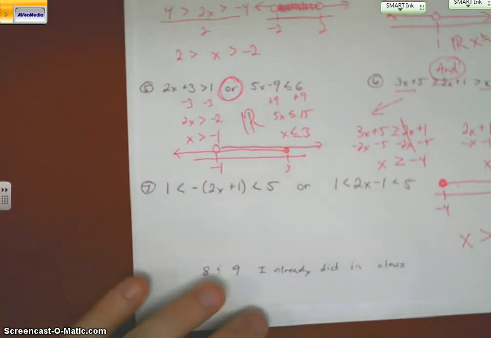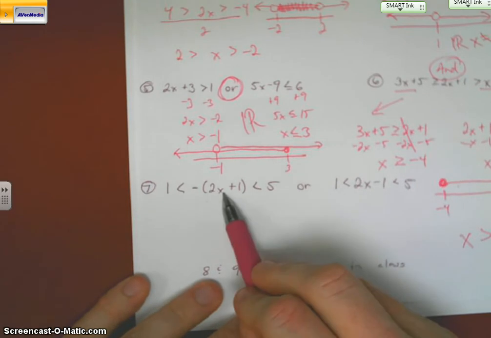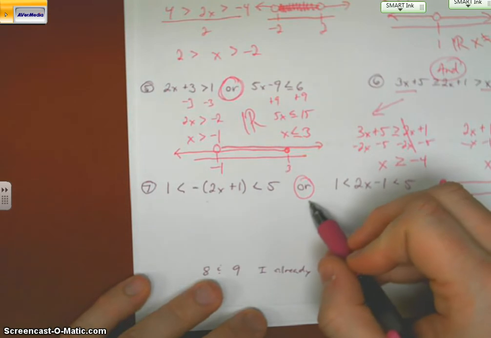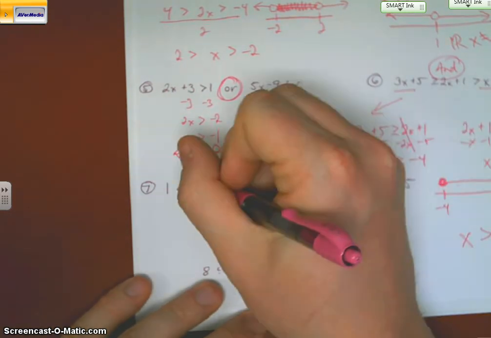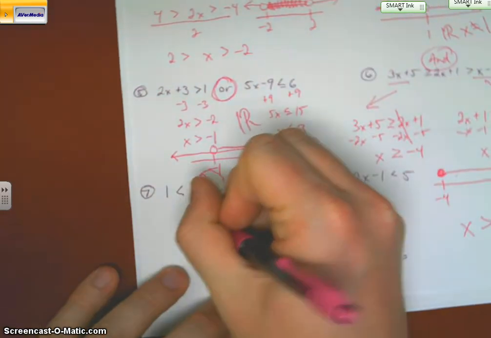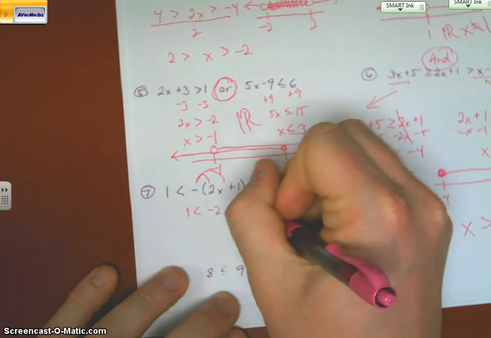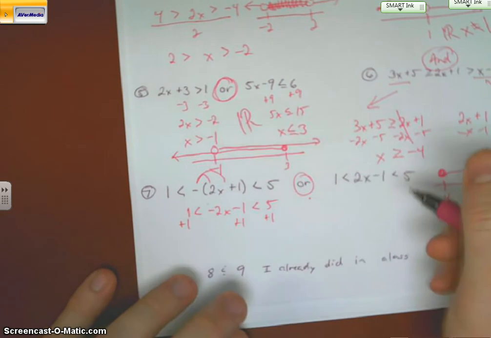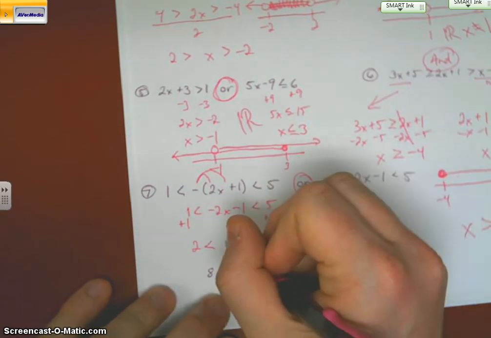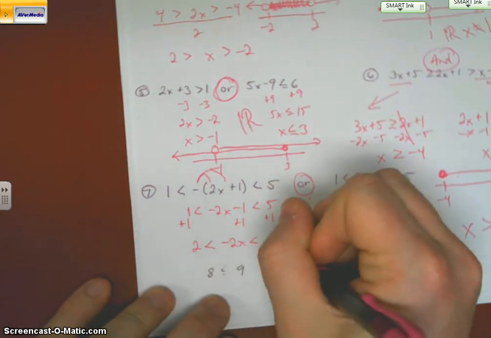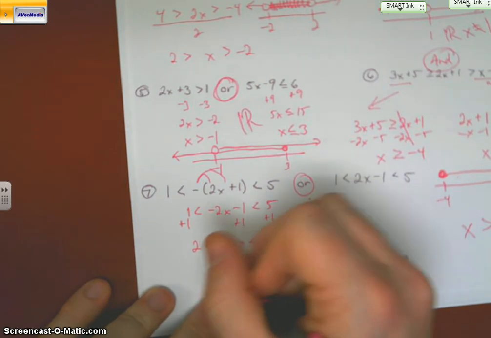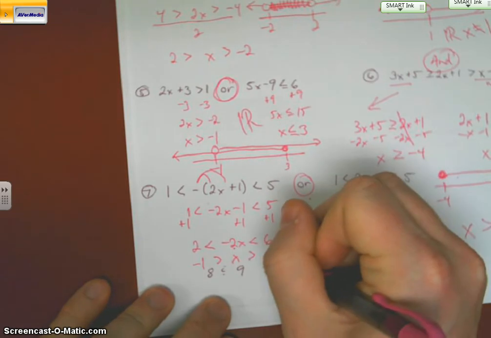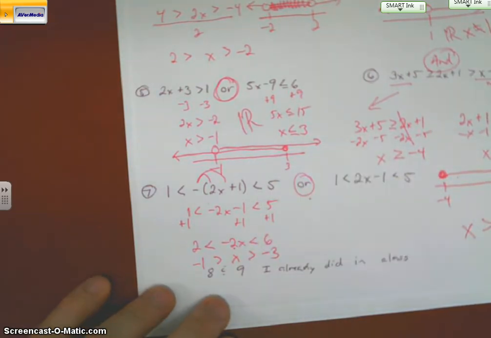Number 7. Once again, we have two inequalities separated by an or. Since it's separated by an or, we just need answers. We don't need overlapping. So let's distribute first. Then let's add 1. So we end up with 2 less than negative 2x less than 6. So I ultimately end up with negative 1, but I divided by a negative. So all of these need to be flipped.